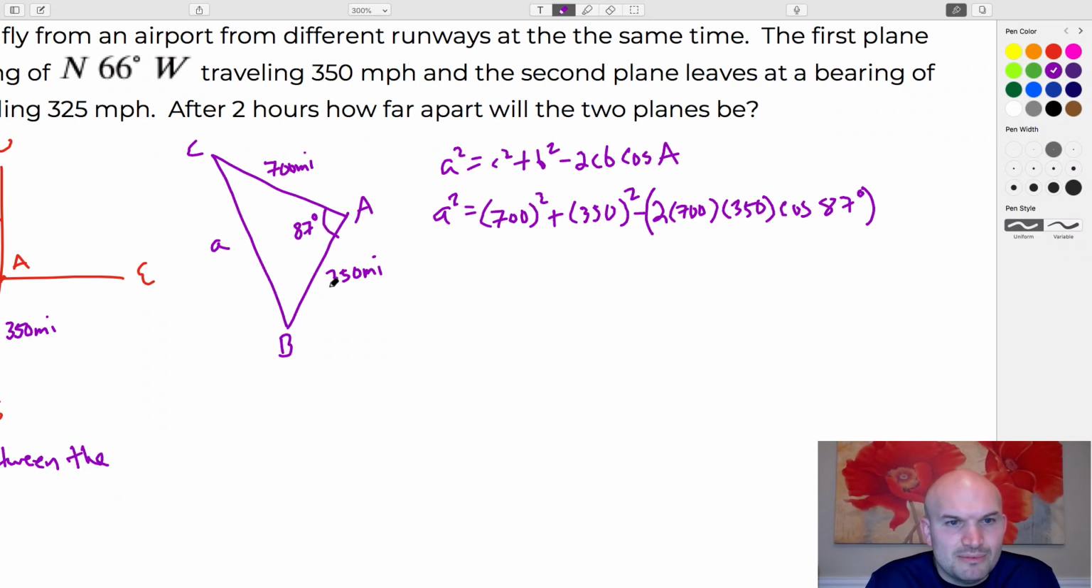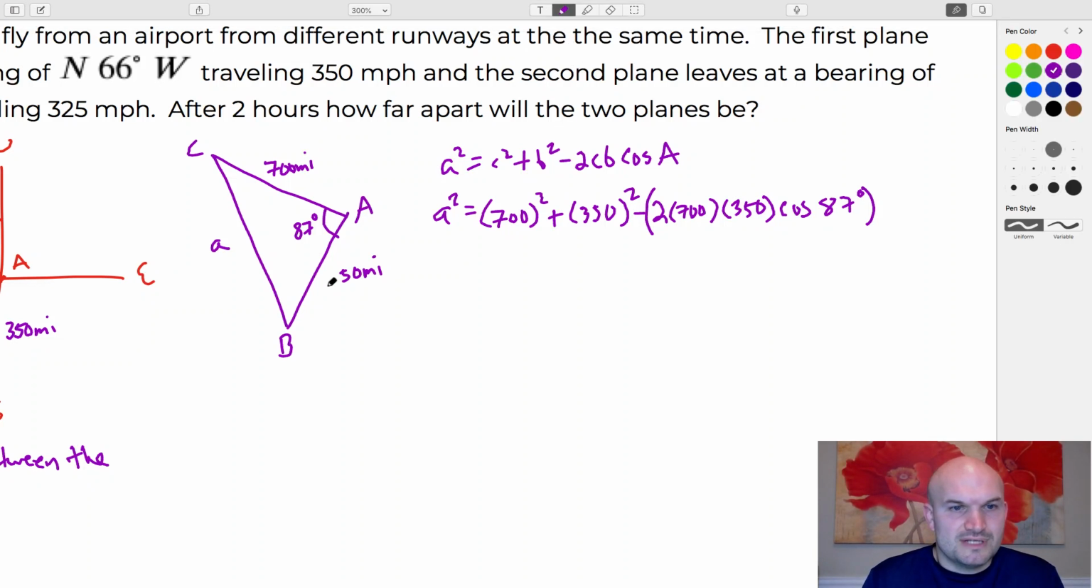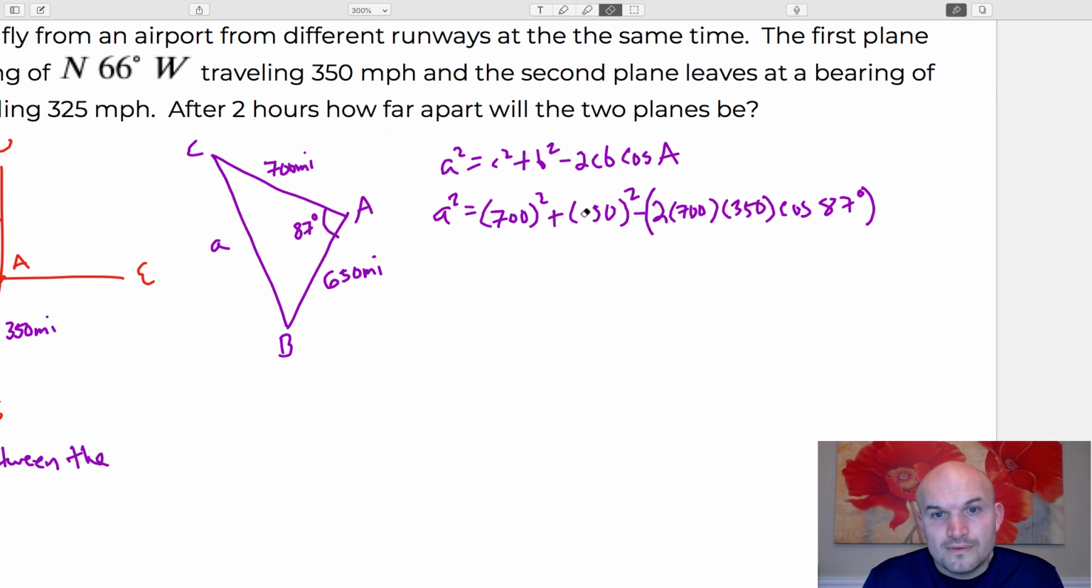Oh, I'm an idiot. I didn't double that. It's for 2 hours, so that's 650. All right, I'm not sure what I said. But yeah, that's 650. I'm so glad I worked these out before, because I just would have made that mistake. So that is definitely a 650.